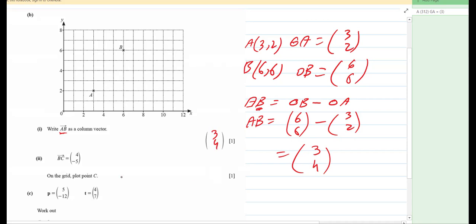And all that working if you do, don't erase it. So many times students do the working and erase it. No need to erase your working.